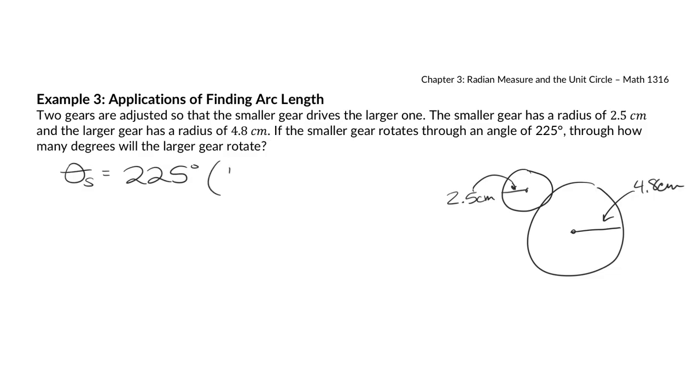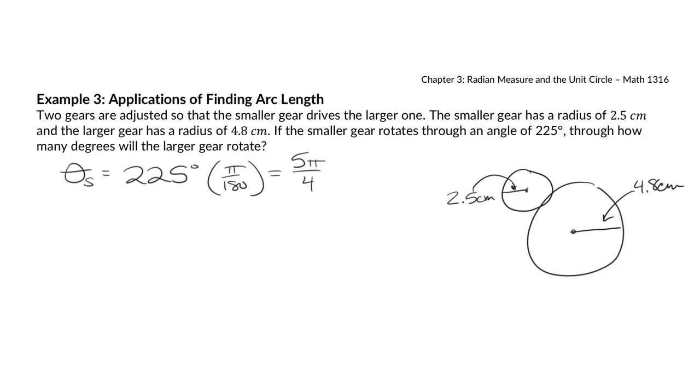Radians. So let's go ahead and do that. Multiply by pi over 180. So 225 degrees times pi over 180, which is also one of the special angles on your unit circle, so you could answer this question that way too. That gives 5 pi over 4. So we know the angle the small gear moves is 5 pi over 4.